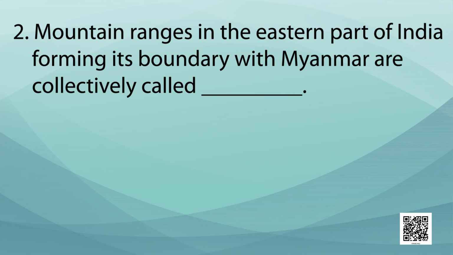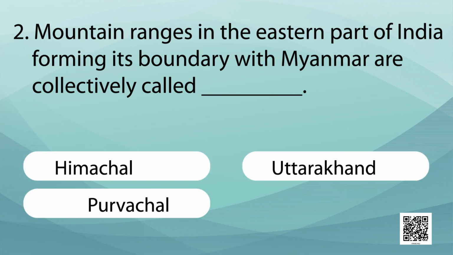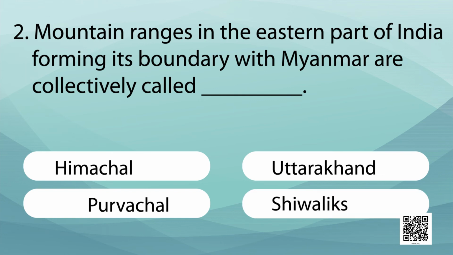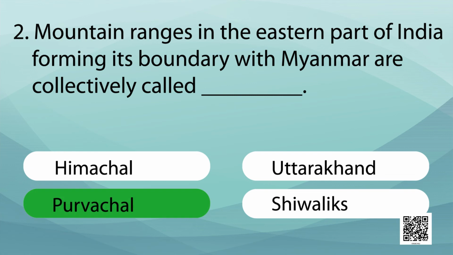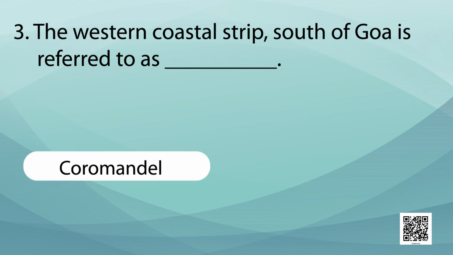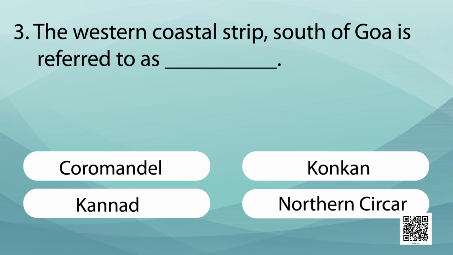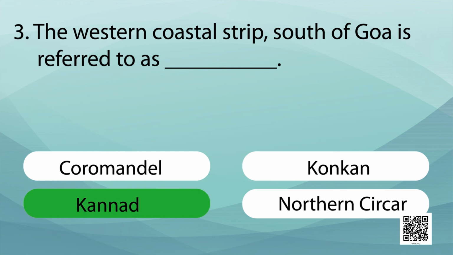Next question is, mountain ranges in the eastern part of India forming its boundary with Myanmar are collectively called as, and the options are Himachal, Uttarakhand, Purvachal or Shivaliks. And the correct option is Purvachal. The next question is, the western coastal strip south of Goa is referred to as, and the options are Coromandel, Konkan, Kannada or Northern Sarkar. And the correct option is Kannada.